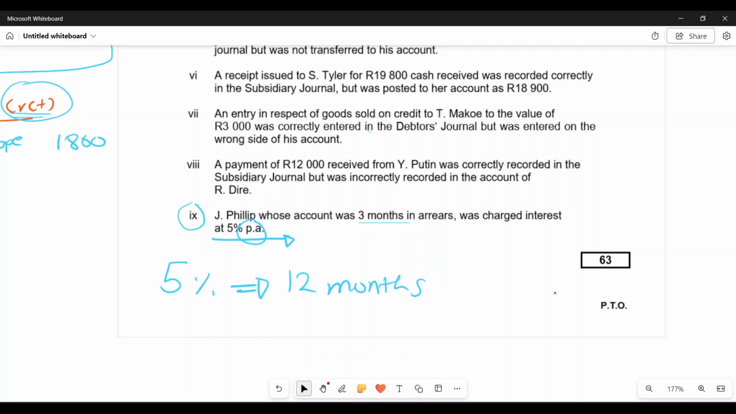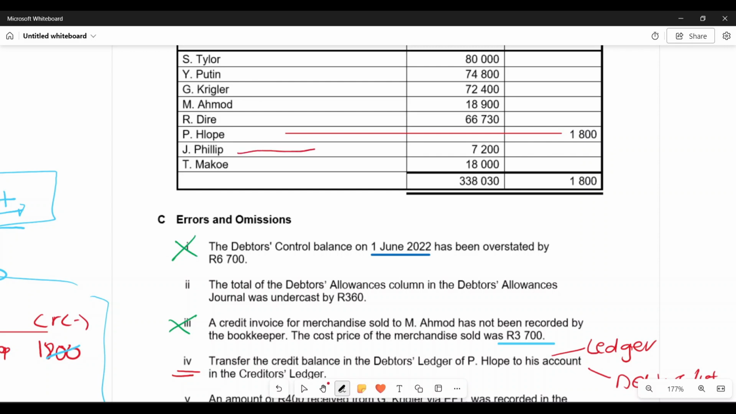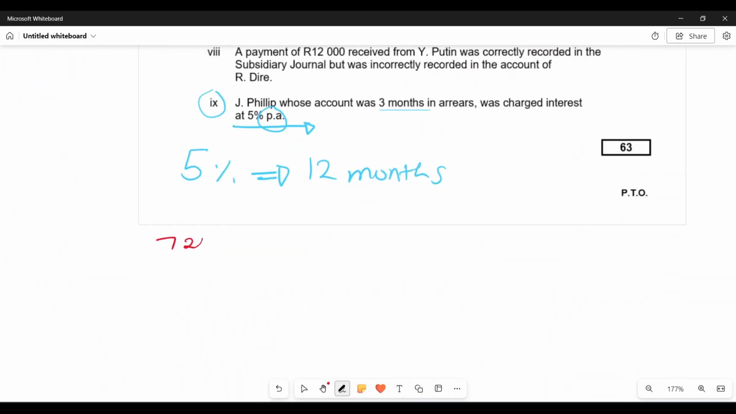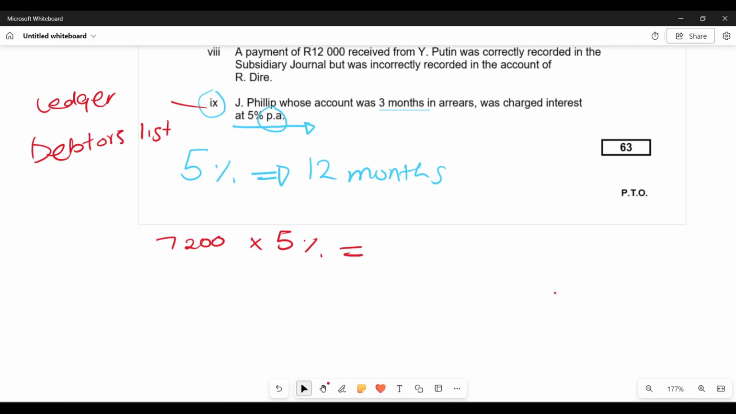Now, how would I do that? First, I need to see how much J. Philip is owing me, right? So J. Philip is owing us 7.2, right? And also, this transaction would affect your ledger as well as your debtors list because you would need to add this interest on J. Philip's account, right? So 7.2 multiplied by 5%. I'm going to get the interest that we charge him for 12 months, right? So 7.2 multiplied by 5. The interest that we charge him for 12 months is 360. Now, I'm only interested in the interest for 3 months, right? And how would I go about finding it?